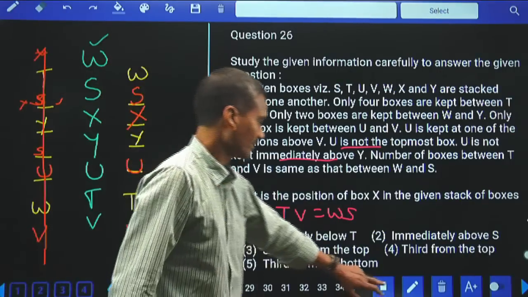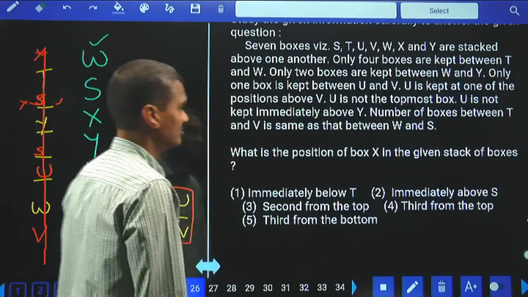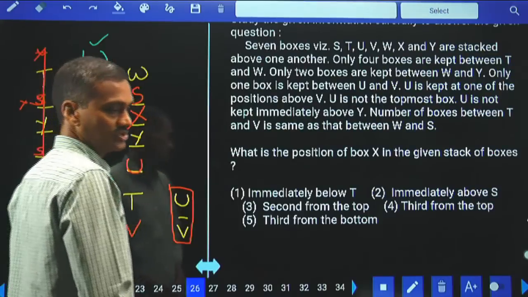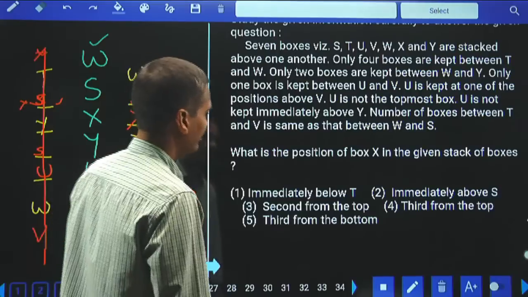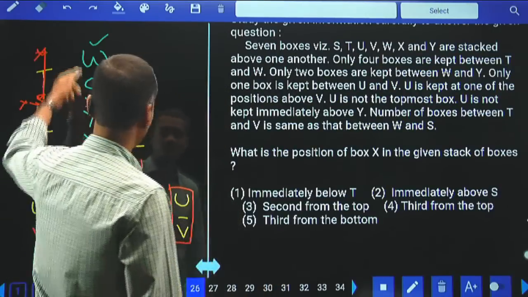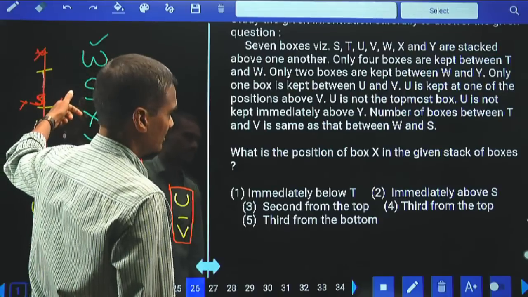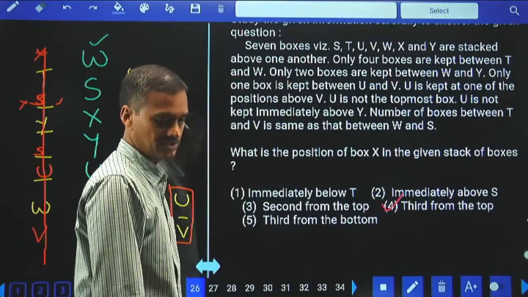Then coming to this one, question number 26. Now in this 26, what is the position of X in the given stack? Position of X in the stack of boxes. X is immediately above Y, isn't it? Position of X, now third from the top. Third from the top, that is given in choice 4. Question number 26, it is choice 4.